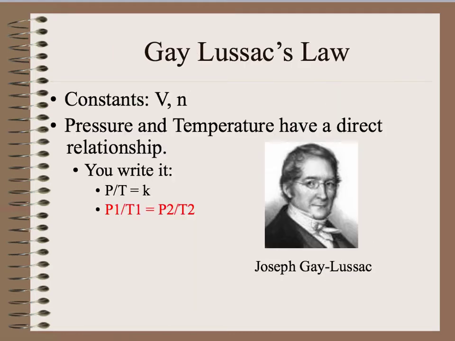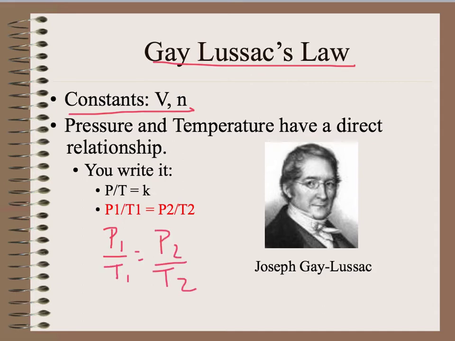The next one is called Gay Lussac's law. And Gay Lussac's law has the constants of volume. The volume cannot change, it has to stay the same. And number of moles, the amount of gas does not change. This is Joseph Gay Lussac. And so his formula would look like this: P1 over T1 equals P2 over T2. Pressure and temperature have a direct relationship. As the pressure goes up, so does the temperature. As the pressure goes down, temperature goes down.